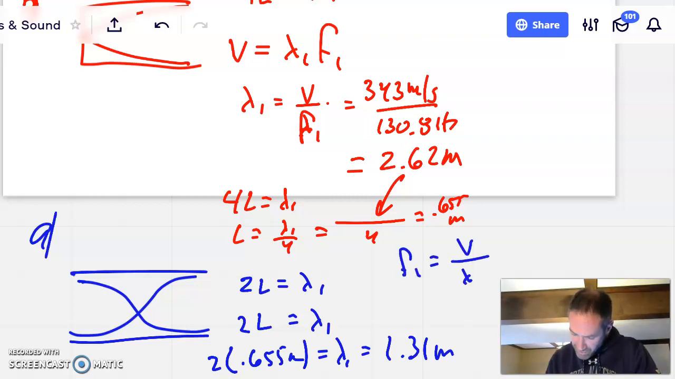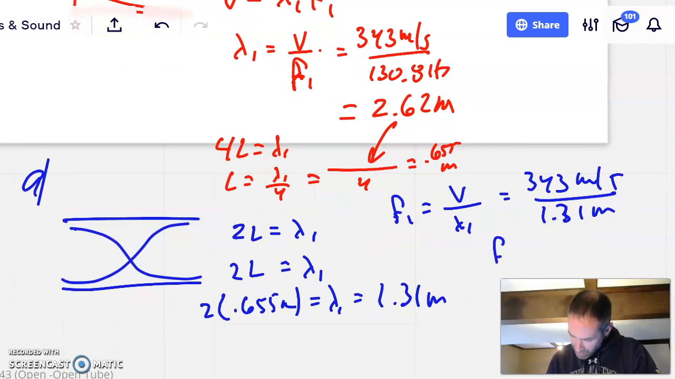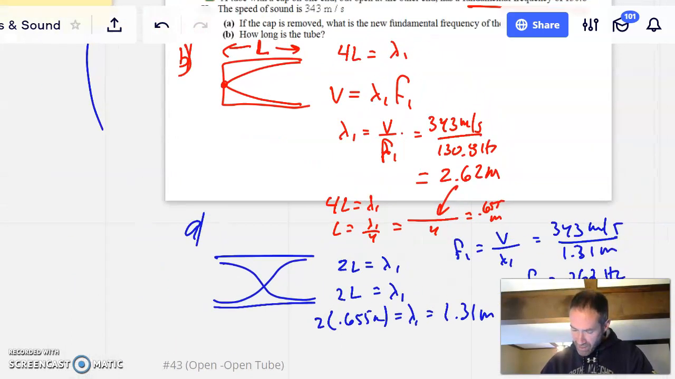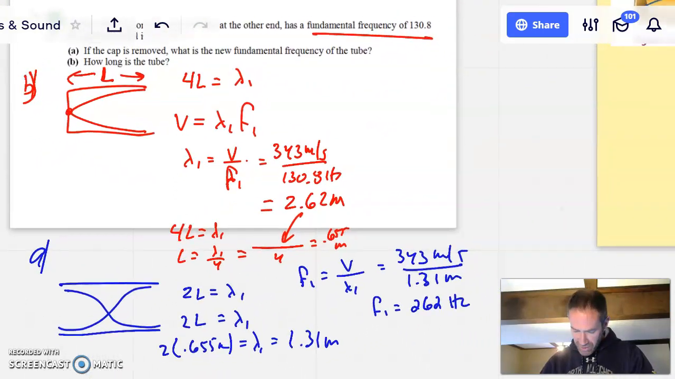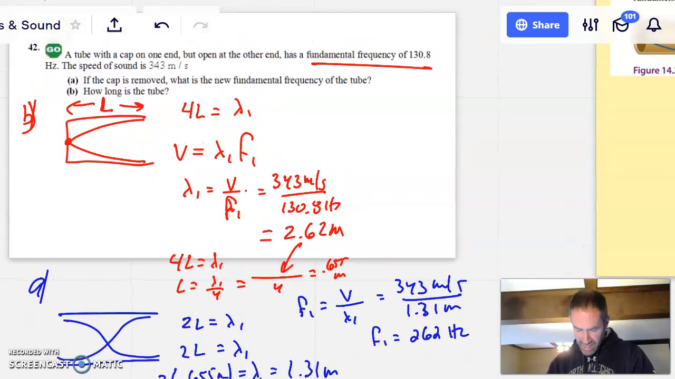Now they want to know what the fundamental frequency is, and so the fundamental frequency is going to be that wave speed divided by that fundamental wavelength. So I'll take my 343 meters a second and I'll divide by that 1.31 meters, and I'm going to get a fundamental frequency this time of 261.6 hertz. How about 262 hertz? And maybe you saw that coming. Maybe you said, well, hey, the fundamental wavelength is going to be half as much, so the fundamental frequency is going to be twice as much.